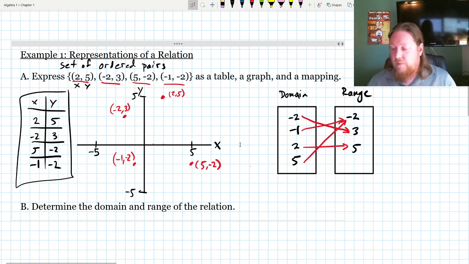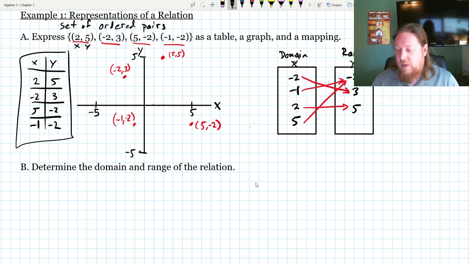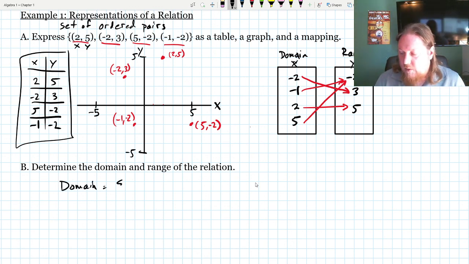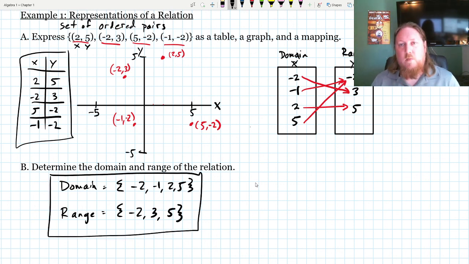Domain and range of the relationship. Last bit of the example here. Well, thankfully we did the mapping and we remember that the x values were all the domain and the y values were the range. So the domain, I'm just going to write it in a set, and I'm going to write the numbers, -2, -1, 2, and 5. And it should be in order in the domain. And same thing for the range, you're going to want to write them in order. -2, 3, and 5. And there is my domain and range of the relationship.